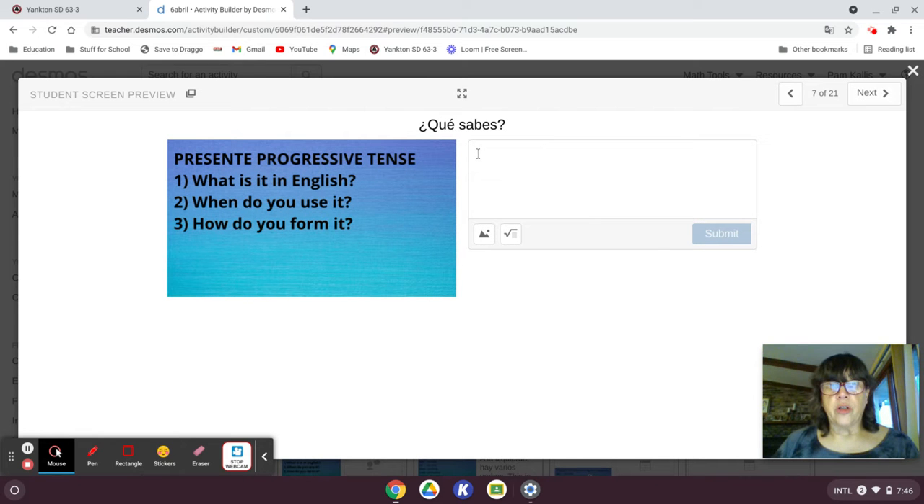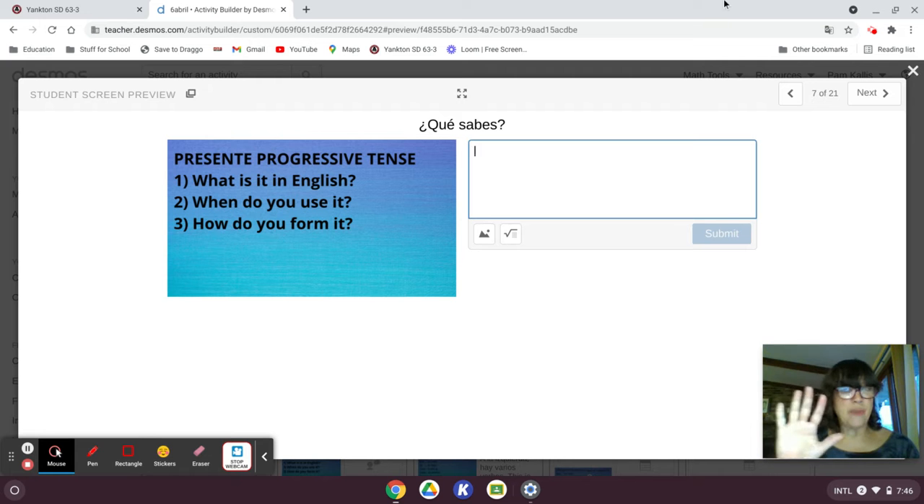In this chapter, we are learning the present progressive tense. What do you know? It's been 5 días. What do you remember about the present progressive tense? What is it in English? In English, it is to be plus a gerund. Gerunds end in ing. So this would be am, are, is, plus ing.